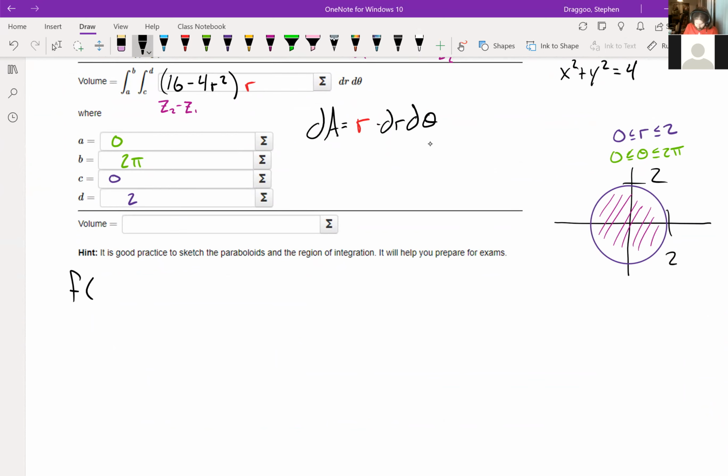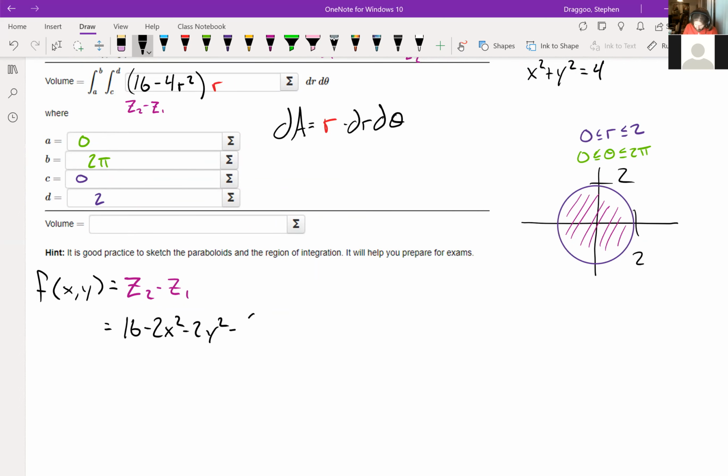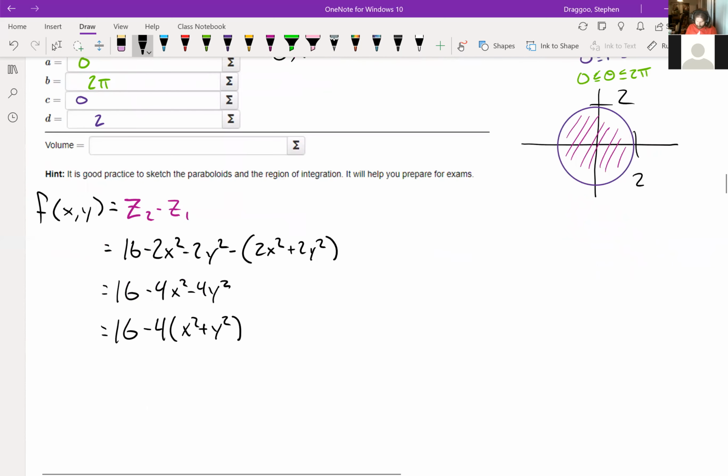So f of x and y should be, again, z2 minus z1. So that is 16 minus 2x squared minus 2y squared minus 2x squared plus 2y squared. So 16 minus 4x squared minus 4y squared, or 16 minus 4 times x squared plus y squared. Which means if I change that over to r and theta, we're just looking at 16 minus 4 r squared. I'd be a bit more explicit about where I was getting that from earlier.